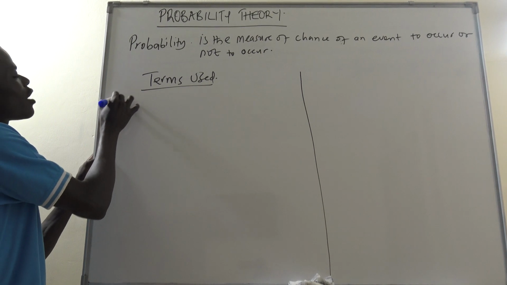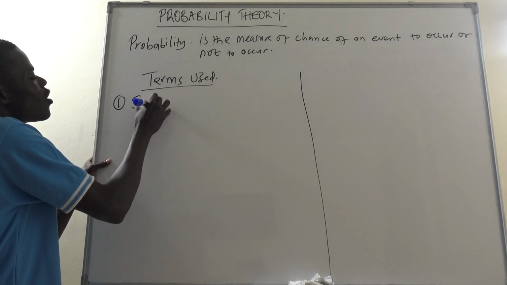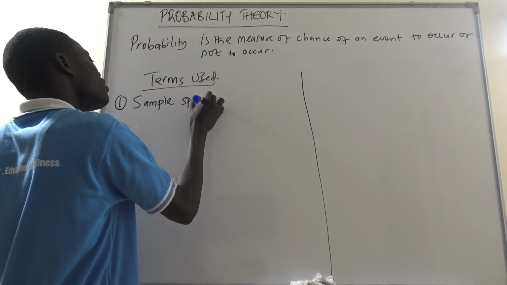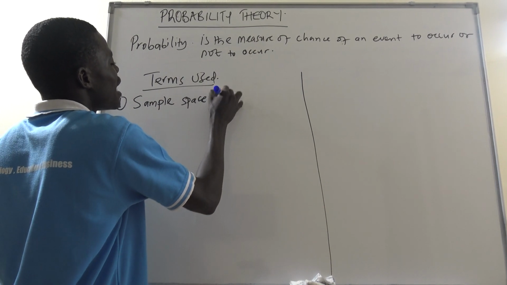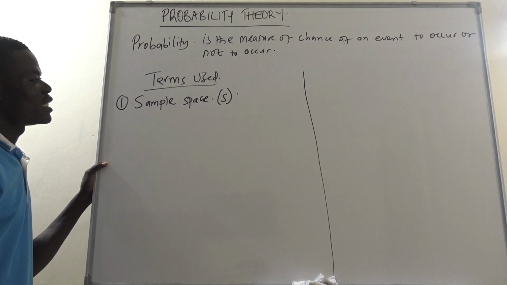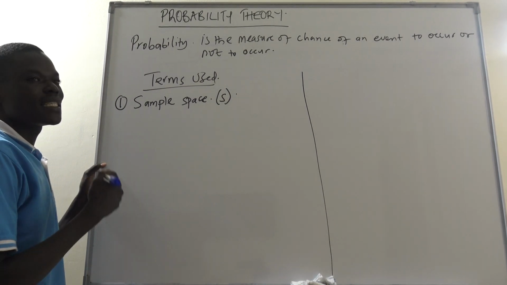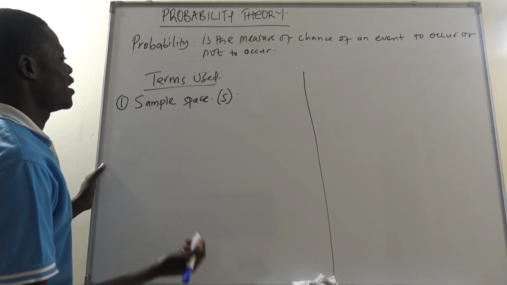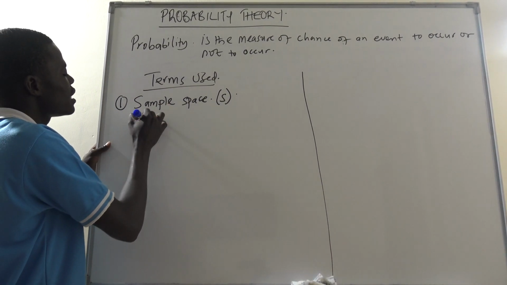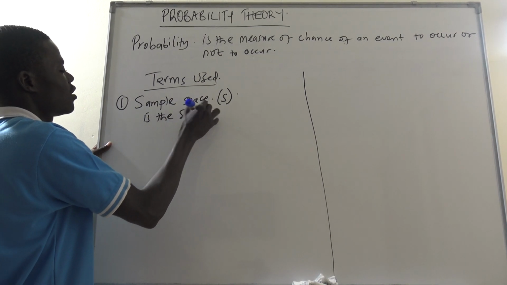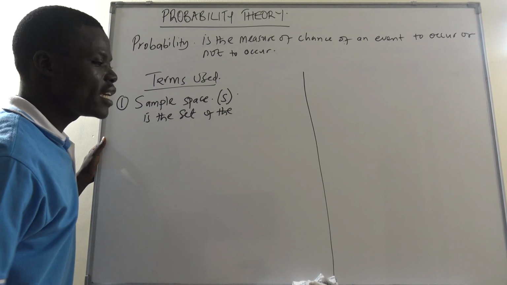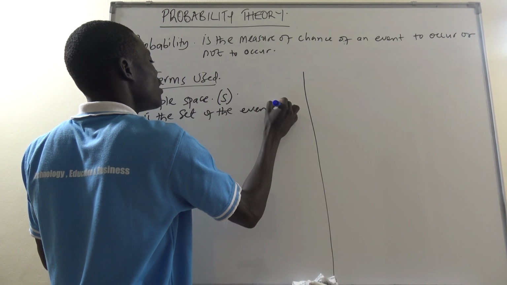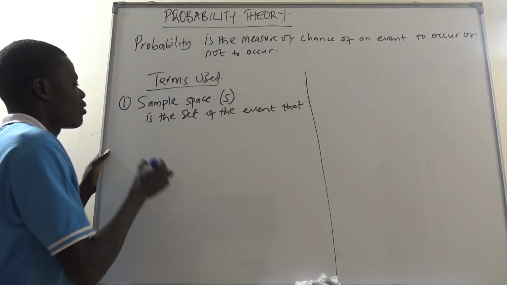So the first term we are going to look at is called sample space, and is denoted as S. Sample space, we say that this is a set of events that is occurring. The sample space is the set of the events that are occurring.